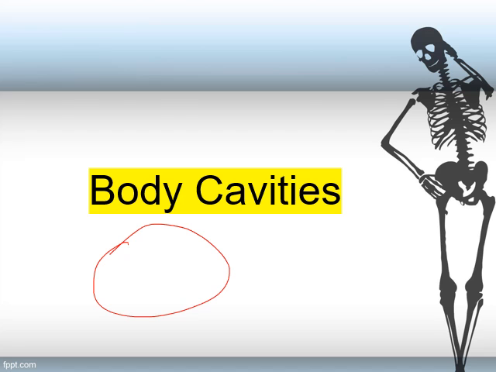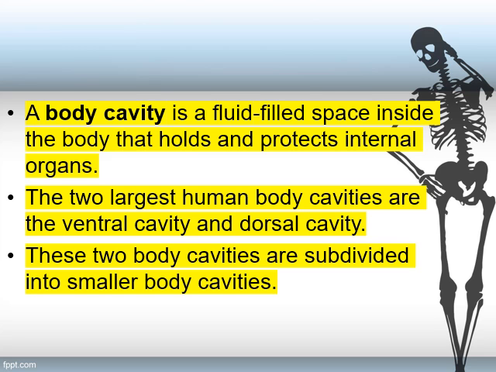Again, we are talking of the human body. A body cavity is a hollow space. Usually they are filled with fluids. So it is a fluid-filled space inside the body that houses or holds as well as protects the internal organs. We have the two largest human body cavities, considered as the ventral and the dorsal cavity.